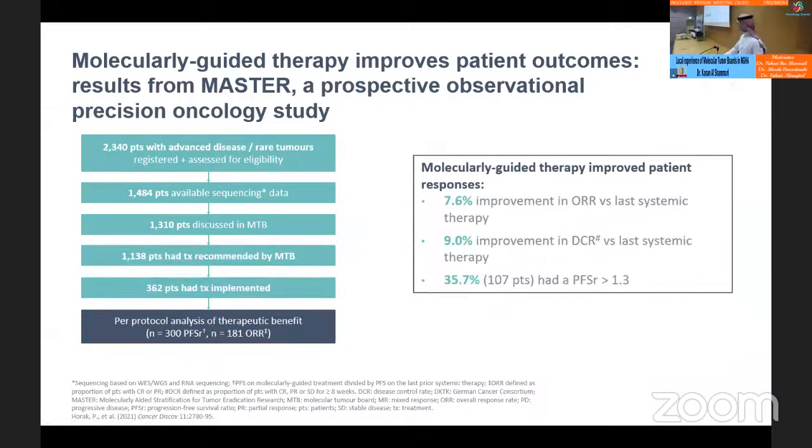So how did they do in terms of patient outcomes? There was an improvement in the objective response rate compared to the previous systemic therapy by a modest number, 8%. There was a 9% improvement in disease control rate compared to the last systemic therapy. And 1/3 of patients had a progression-free survival ratio of more than 1.3. Now, this ratio means progression-free survival of the study drug compared to the progression-free survival of the previous line. And if the result is more than 1.3, it means that you get a 30% benefit. So 1/3 of patients actually benefited in terms of progression-free survival.